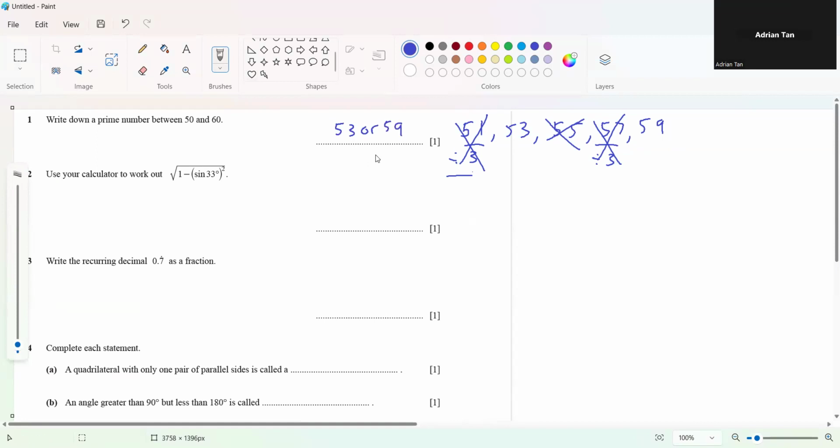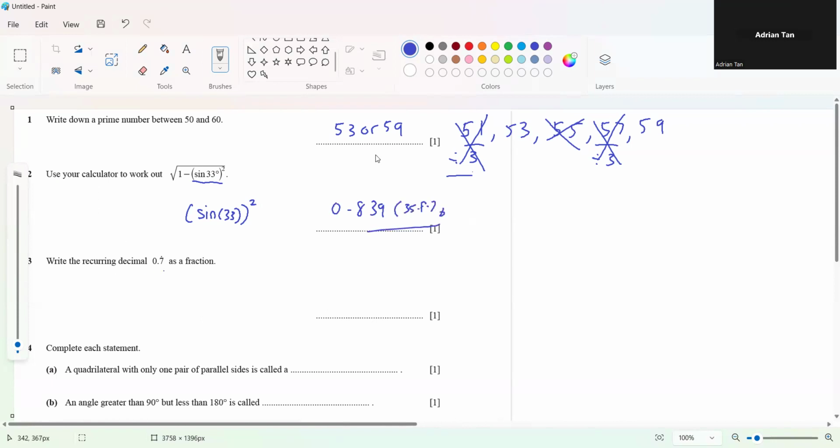Either one is fine. So from here, number 2, we have calculator work again: 1 minus sin 33, to the power of 2. But take note that this square applies to the sin 33 only. So when you write in your calculator, I recommend you write it like this, to avoid any confusion: the square root of 1 minus sin 33 squared. So that would be 0.839, correct to 3 significant figures.